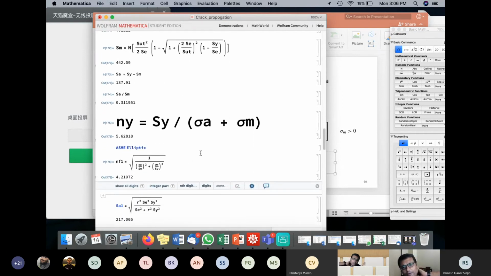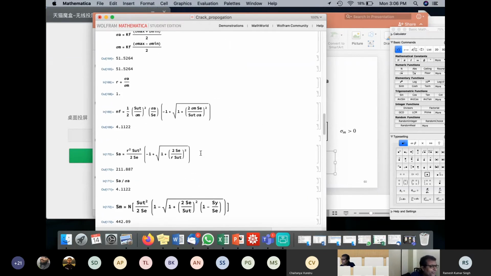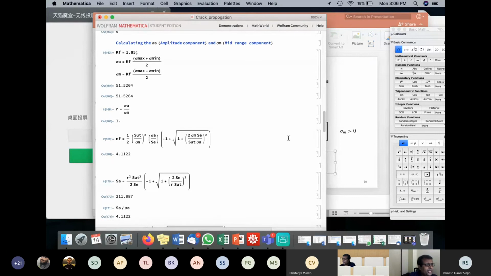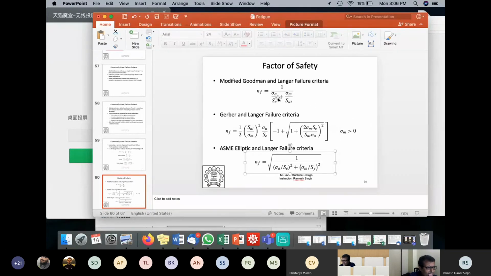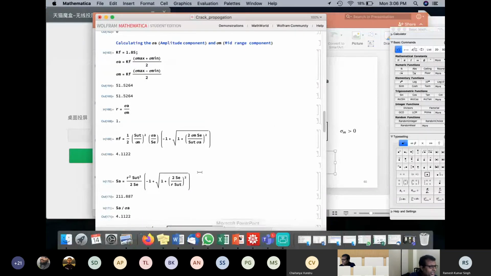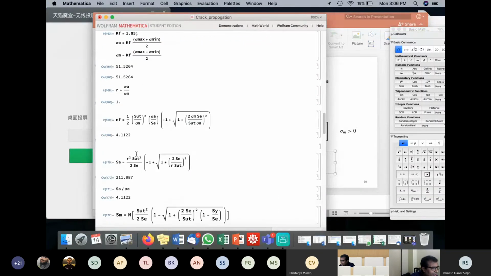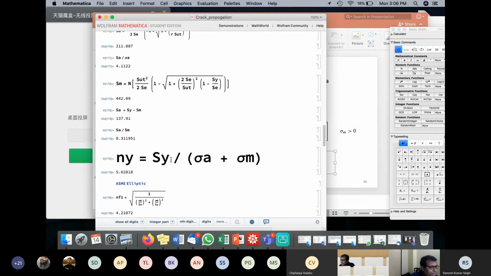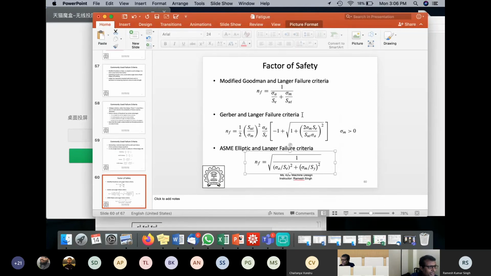Can we check what factor of safety we will get out of the modified Goodman relationship? I should get a lower factor of safety, right? Let me check what I am getting out of modified Goodman. How do I check? Right here, NF is this relationship. Let me punch in that relationship, sigma A by SE plus sigma M by SUT, so that we know what we get in all three conditions. That would give us some handle. I'll just modify this NY here.